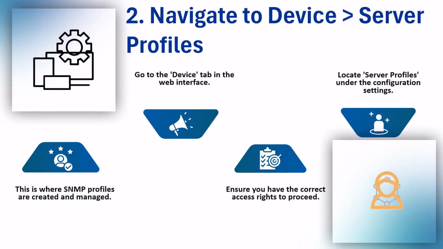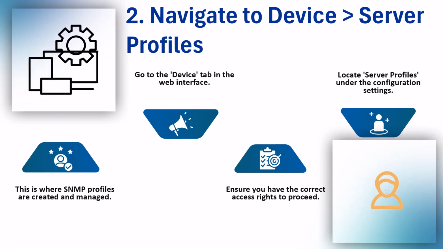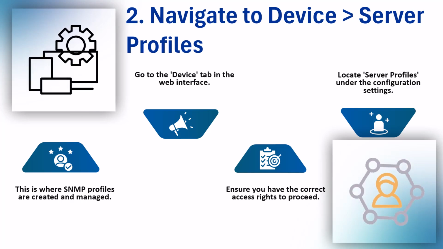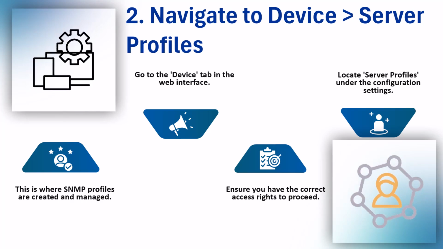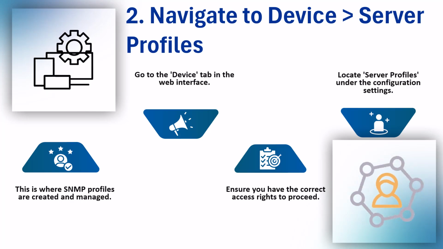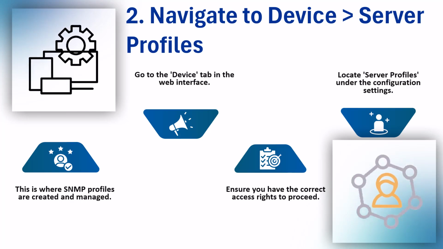Now, let's find the SNMP settings. Head over to Device and click on Server Profiles. This is your control hub for SNMP configuration. Think of it like setting up a contact list. You're telling the firewall who to talk to. Just make sure you're in the right spot.